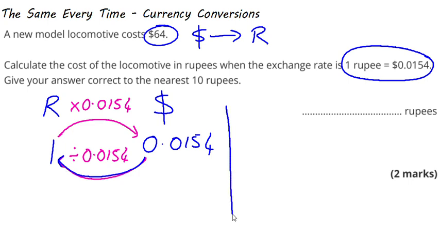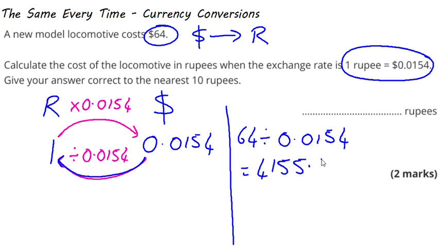Right, so here's my calculation. I'll do it over here. So the dollars would be 64 divided by 0.0154. Okay, calculator job for this one. So 64 divided by 0.0154. And, well, it's a big long decimal. 4155.844156. I've written down my entire calculator answer.